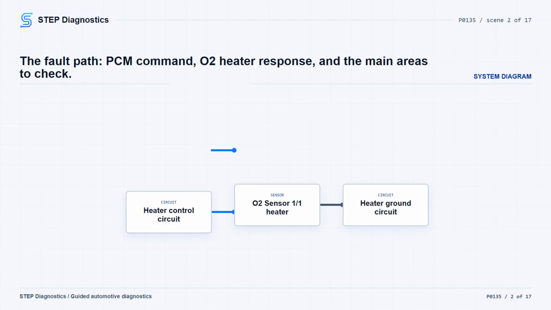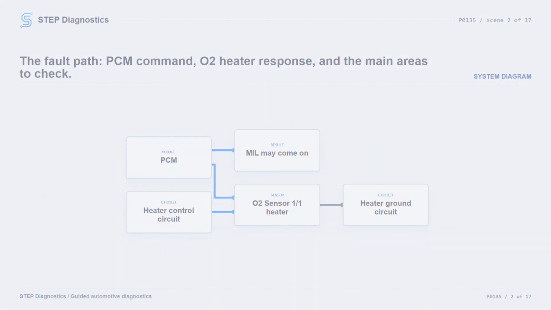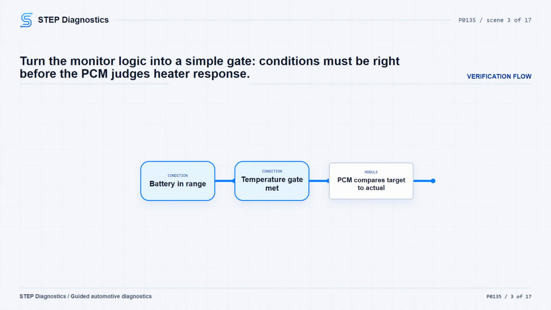Broadly, think possible heater control circuit resistance, heater ground circuit resistance, the sensor heater itself, connector problems, or, after the rest of the path checks out, PCM involvement. Start with the basic system checks before getting into the pinpoint testing. For the diagnostic logic, treat the enable criteria as the monitor gate.